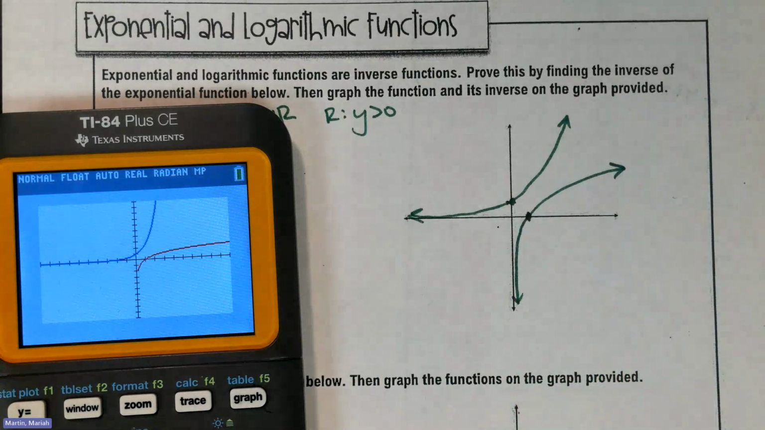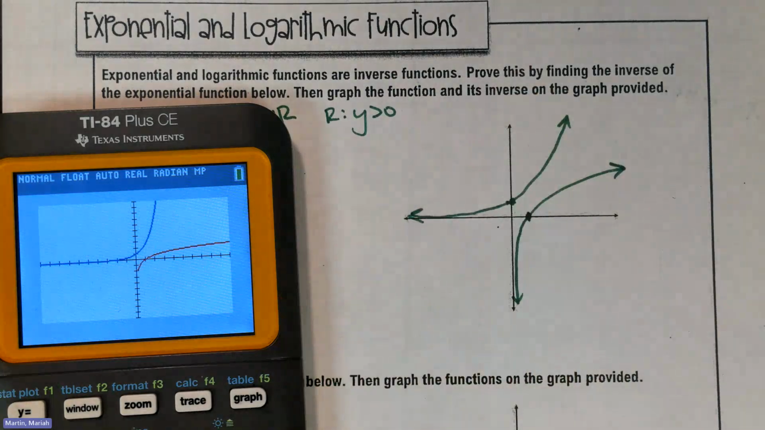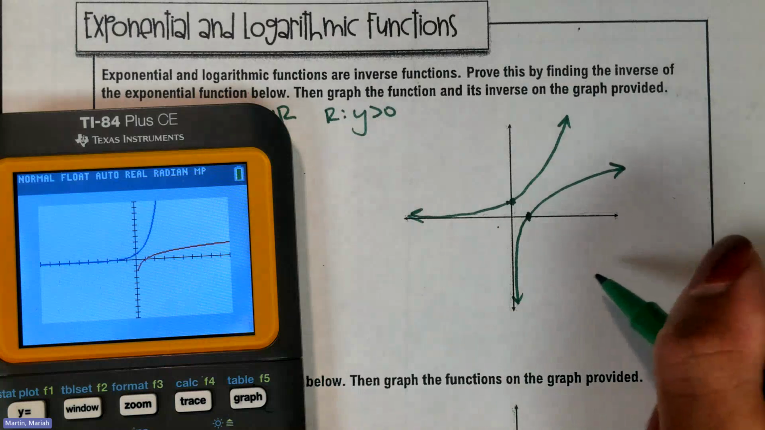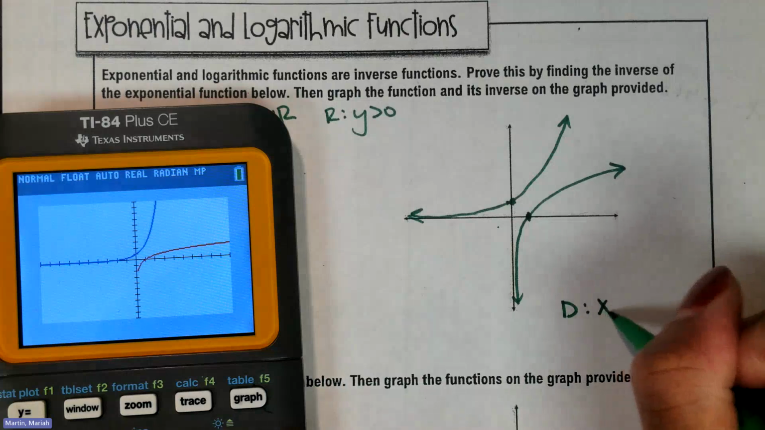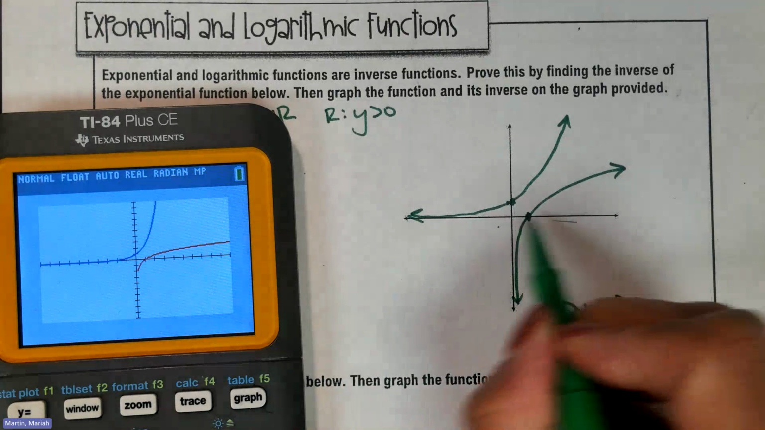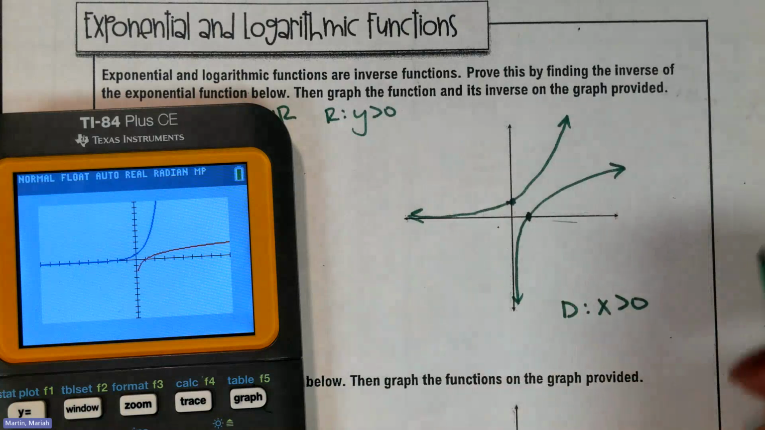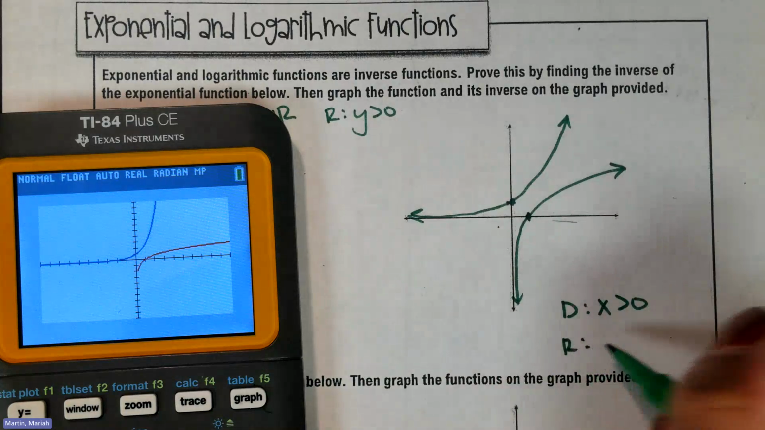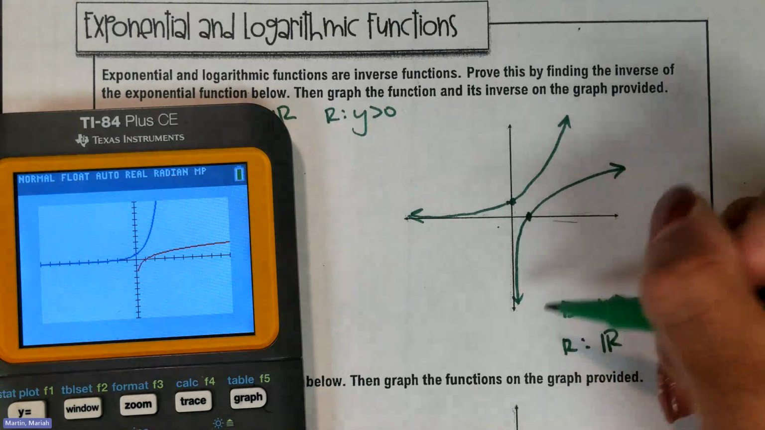Because this time we now have a new asymptote, and our asymptote here is x equals 0. So everything is flipped. That's why they're inverses of each other. So in this case, our new domain, we don't hit every single x value. It's now x is greater than 0, because everything is on the right side of our y-axis. And then our range is all real numbers, because we're eventually going to hit every single y value in this direction.